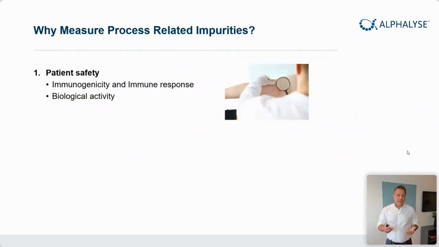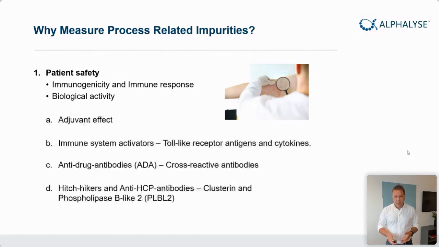First of all, there's of course the issue with patient safety. So we need to look at the host cell proteins to make sure that we don't have host cell proteins in our drug substance that can cause immunogenicity and an immune response. And we also want to make sure that we don't have any host cell proteins that can cause biological activities. And there are a number of examples in this paper.